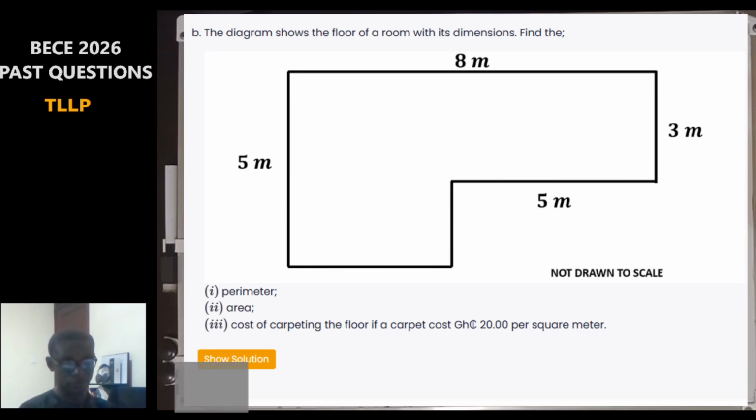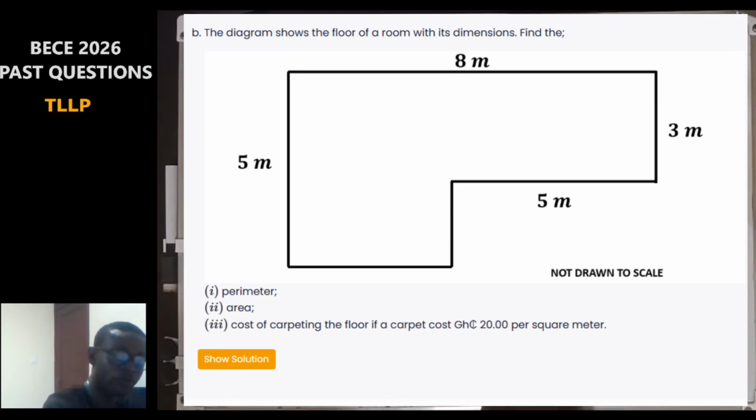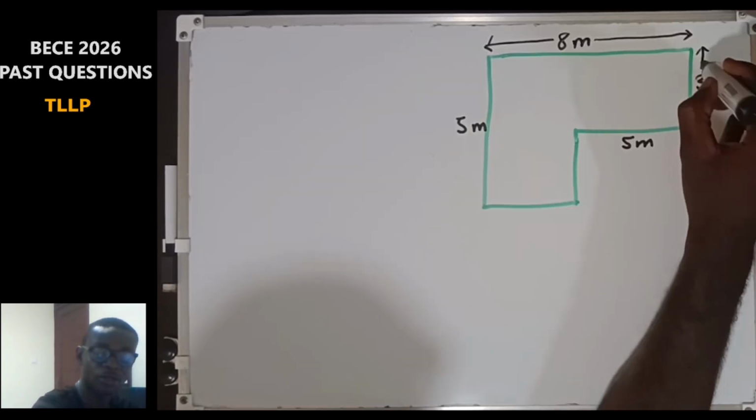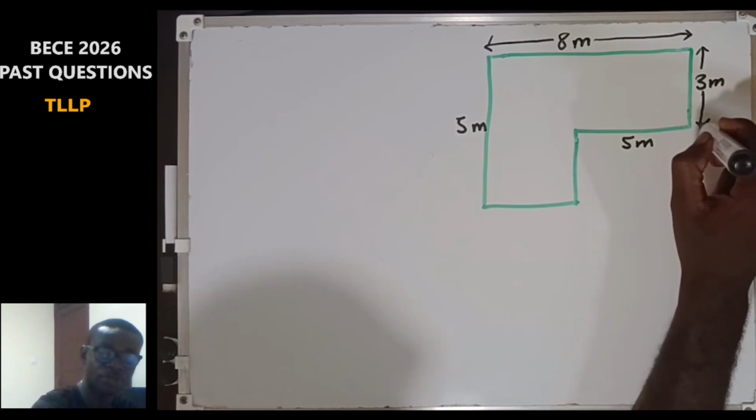square meter. So the first thing that we are supposed to do is to find the perimeter. And perimeter is just the distance around an object. So if this is the floor of a room, then the perimeter is the total distance around the floor of that room. So it means we are going to take the distance from this side to this corner here, which they have said that it is 8 meters. Then from here to here, which is 3 meters.